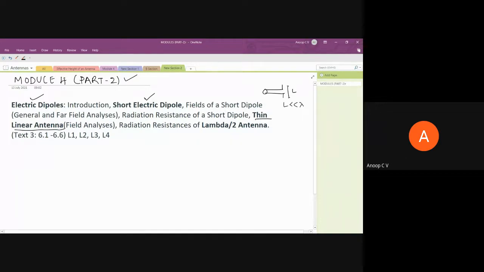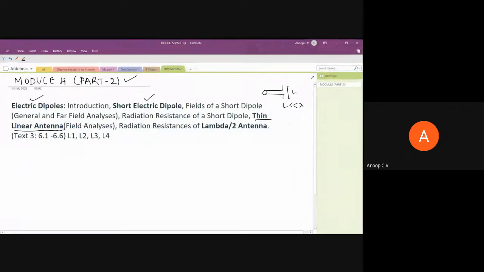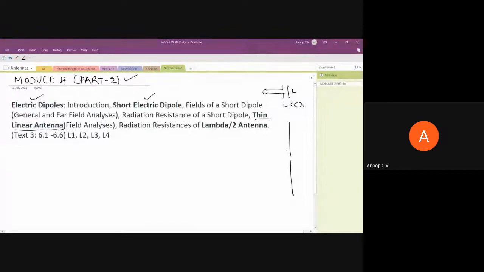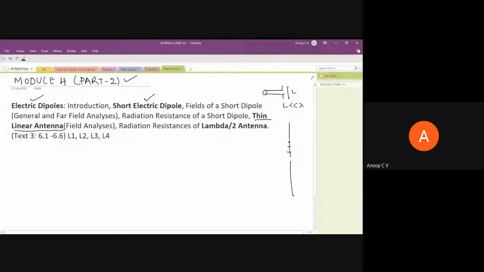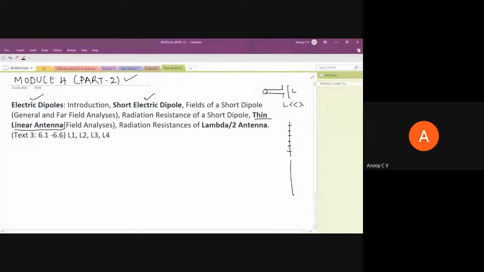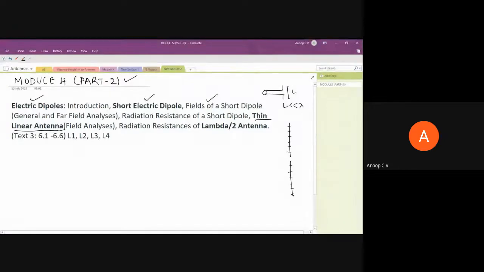Why? Because any practical long wire antenna can be considered as consisting of a series of short electric dipoles. So that's why the discussion of short electric dipoles is very, very important. We'll discuss the short electric dipole in detail, obtain the general field expression of the short electric dipole and also its radiation resistance.